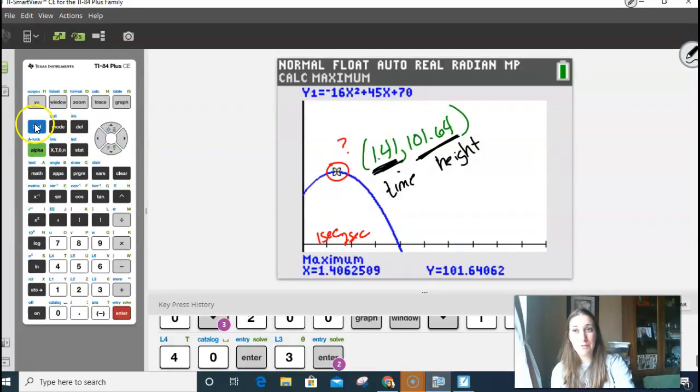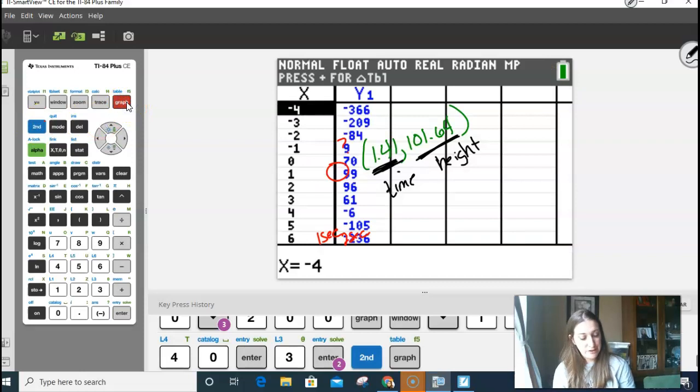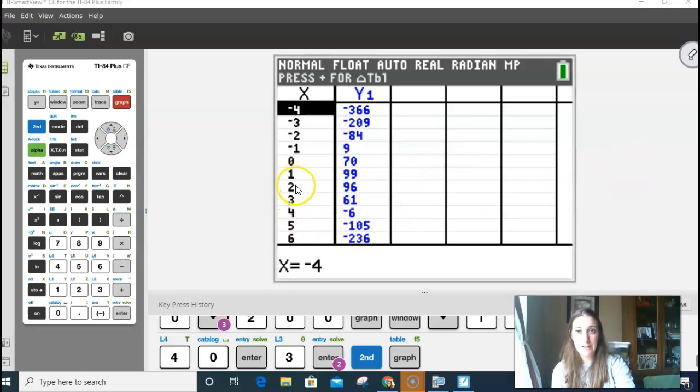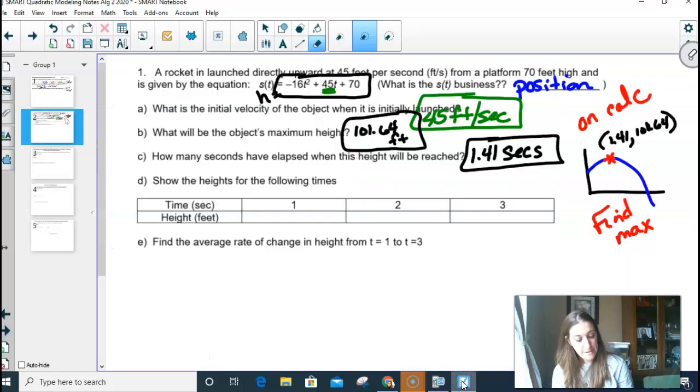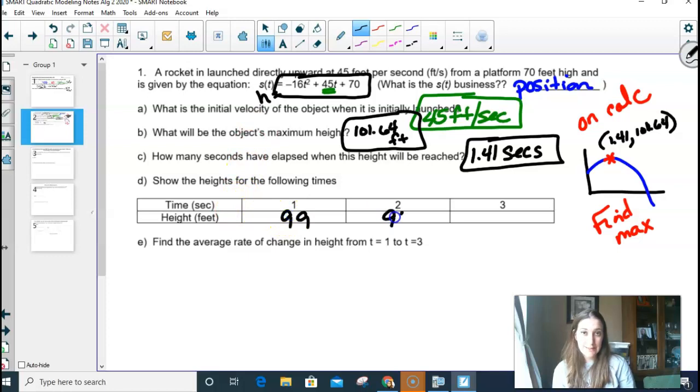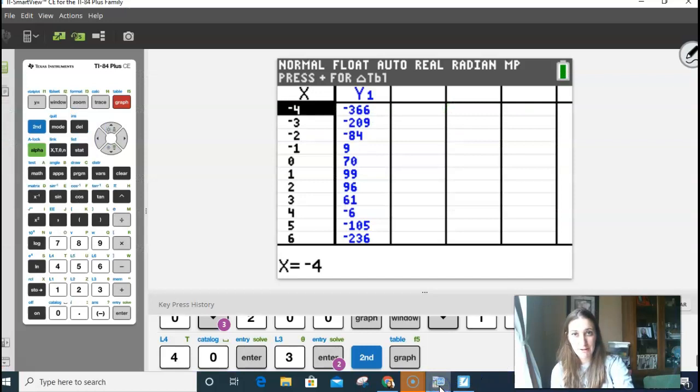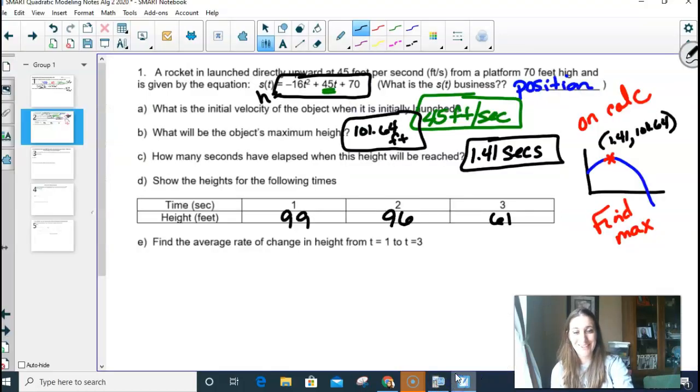So I'm going to go to my table. I'm going to go to second graph. I'm going to erase all my ink. And I'm going to look. So here's 1 second, 2 seconds, 3 seconds. I'm just going to copy down these heights. 99, 96, and 61. And I feel like I copied that wrong. So let me go double check. 99, 96, 61. All right.